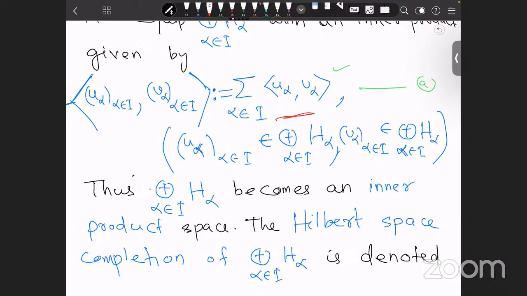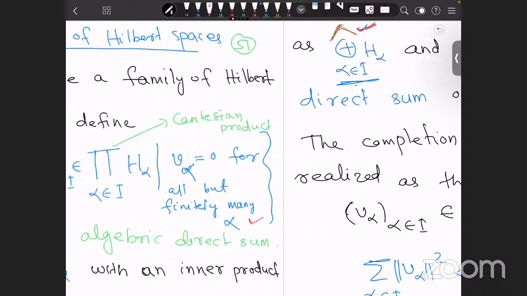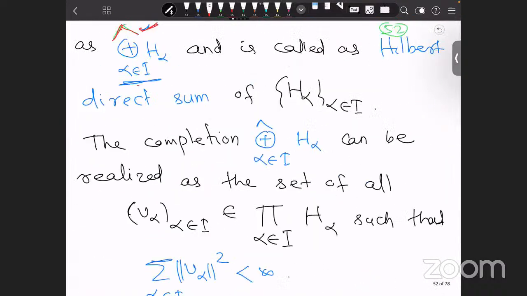Okay, now I will complete that. You know that every inner product space can be completed. So the Hilbert space completion of this algebraic direct sum of H_α, α in I, is denoted by this notation, with a hat here. This is called the Hilbert space direct sum of H_α, α in I. So the Hilbert space completion of the algebraic direct sum is the Hilbert direct sum of H_α, α in I.